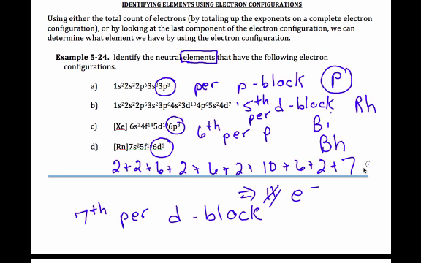So hopefully that gives you an idea of how we're going to be using these electron configurations. We'll have lots more practice in class.